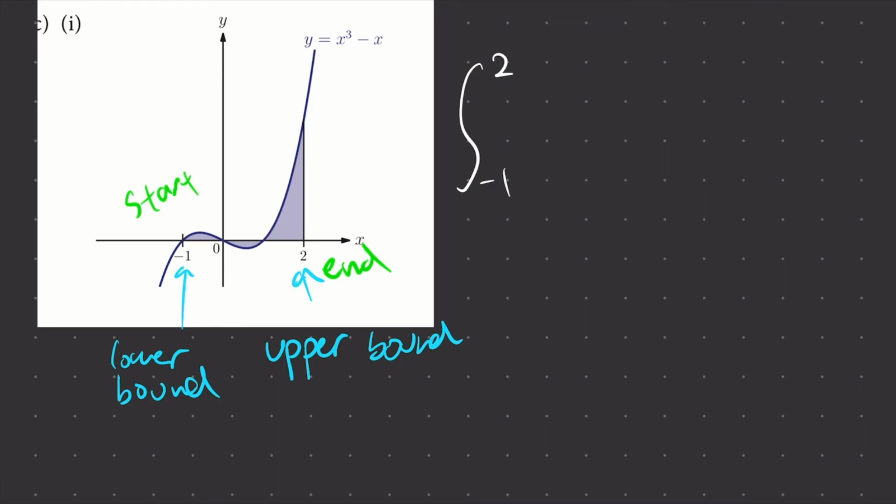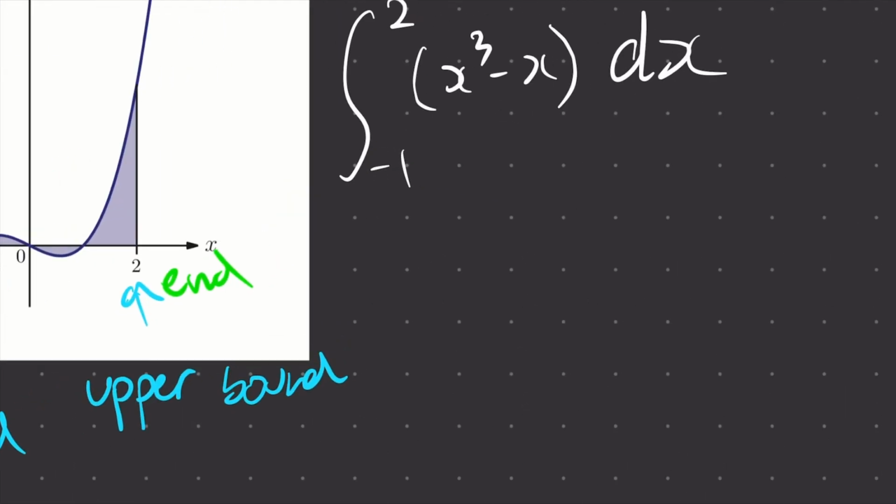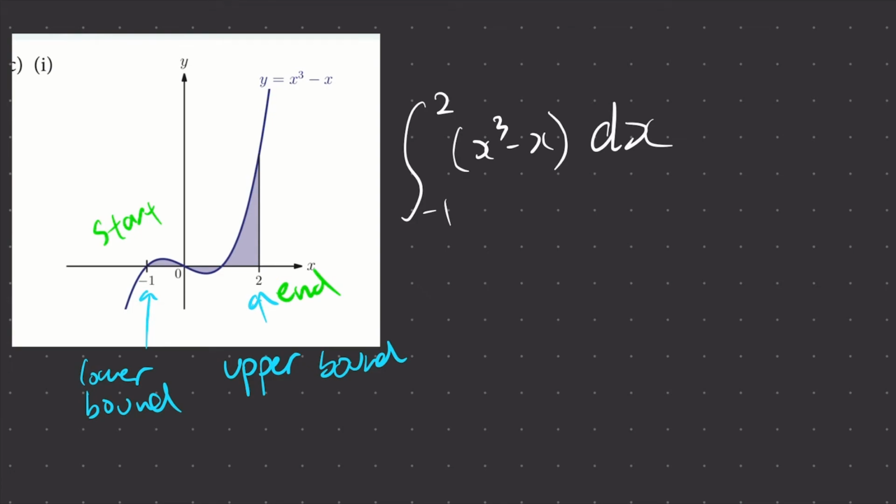Now, what do you write on the inside? Well, obviously this is the only function we have, right? So just put this in, dx, like this, okay? So how do you find the integral of this? Okay, very simple. So first we write down the integral of x to the power of 3. Power plus 1 over power plus 1. And then minus x, power plus 1 over power plus 1, right? And then we have a plus c.